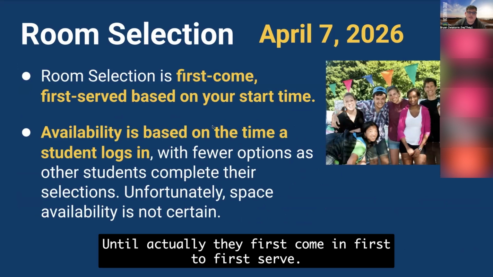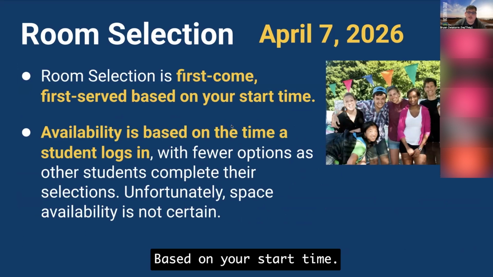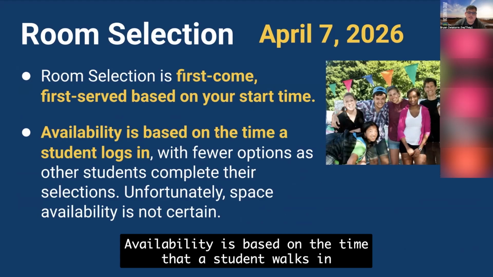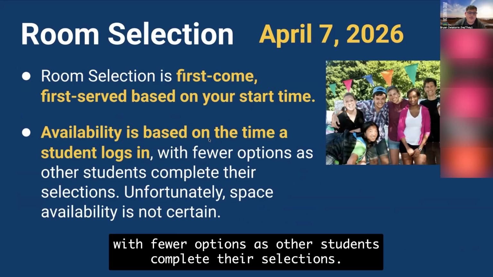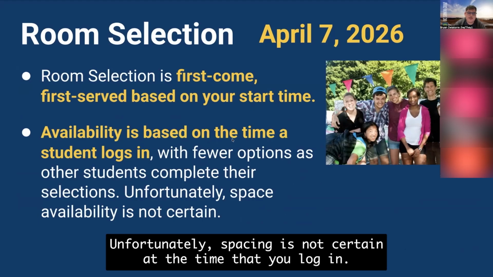Room selections are first come, first served based on your start time. Availability is based on the time that a student logs in, with fewer options as other students complete their selections. Unfortunately, space availability is not certain at the time that you log in.